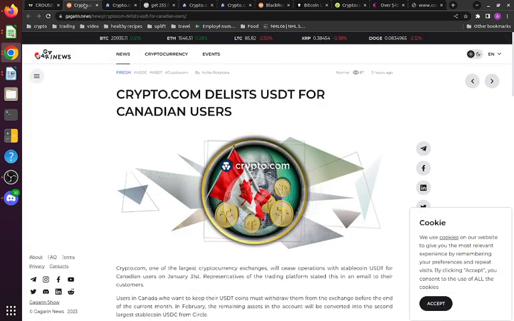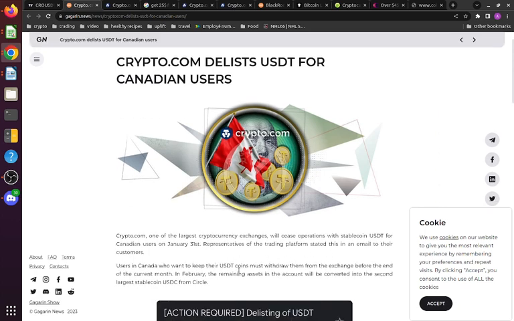Now there is some news about crypto.com. One of the largest cryptocurrency exchanges will cease operation with stablecoin USDT for Canadian users on January 31st. They're saying that they're sending an email and contacting all the users. So if you do have USDT and you don't sell or trade them before that date, in February the remaining assets in the account will be converted into the second largest stablecoin, USDC from Circle.